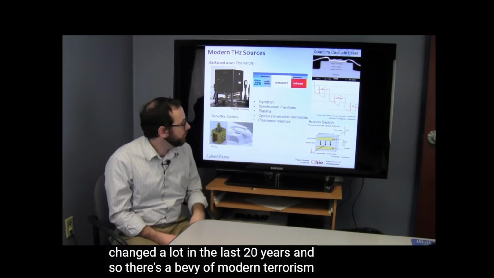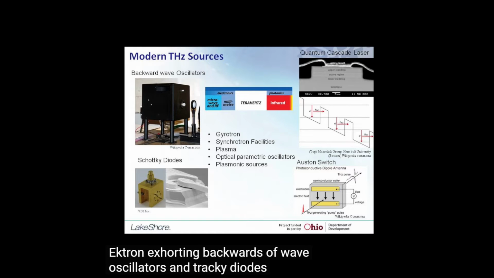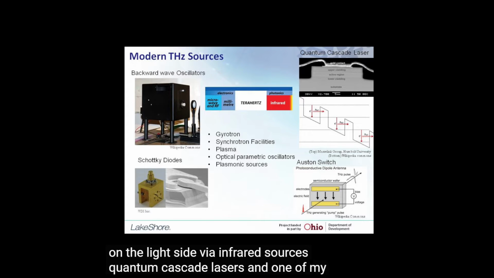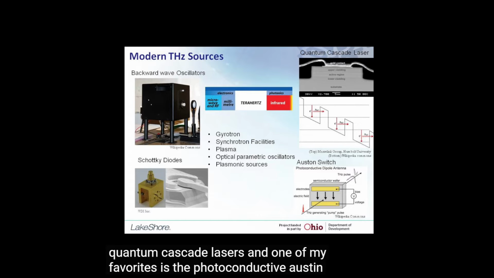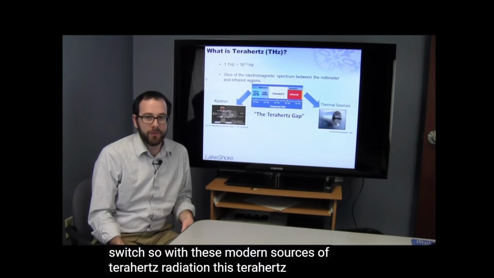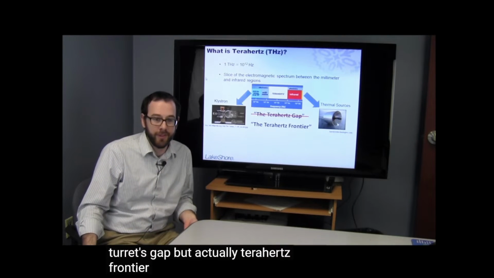That has changed a lot in the last 20 years, and there's a bevy of modern terahertz sources, both electronic sources, being backward wave oscillators and Schottky diodes, and on the light side, be it infrared sources, quantum cascade lasers, and one of my favorites, the photoconductive Auston switch. With these modern sources of terahertz radiation, this terahertz gap is no longer a gap, but actually a terahertz frontier.